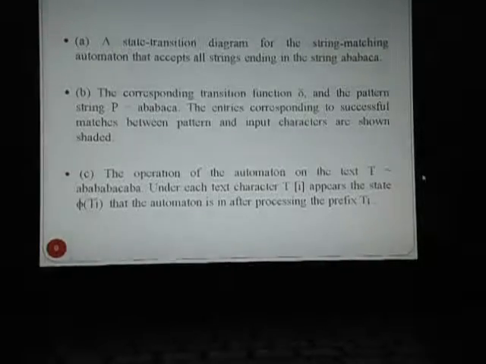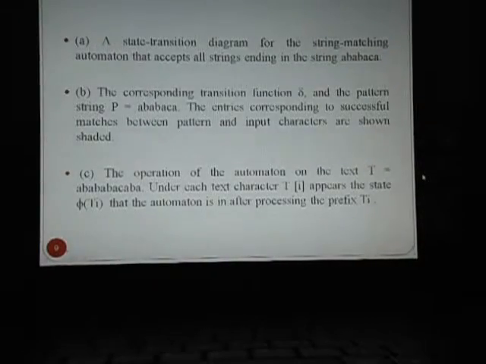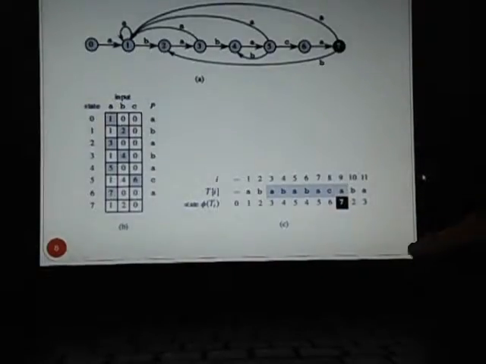Under each text character T[i] appears the state phi of T_i that the automaton is in after processing the prefix T_i. The pattern match is found at position 9, as shown here.